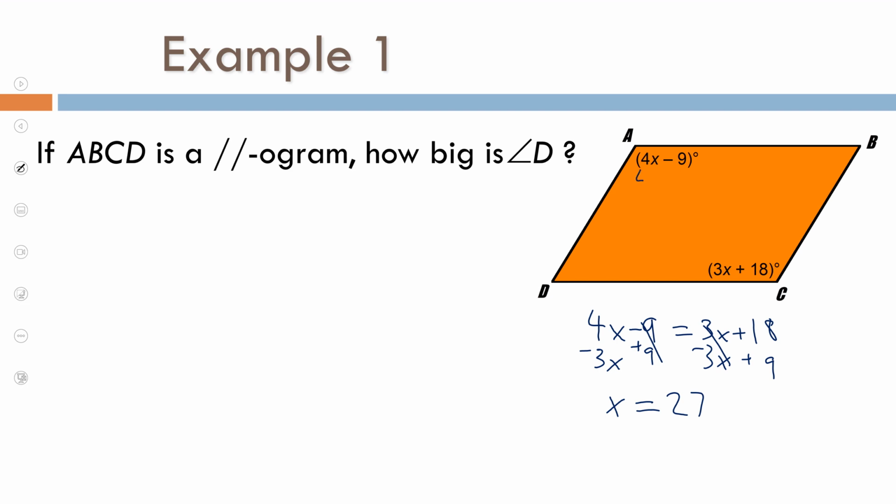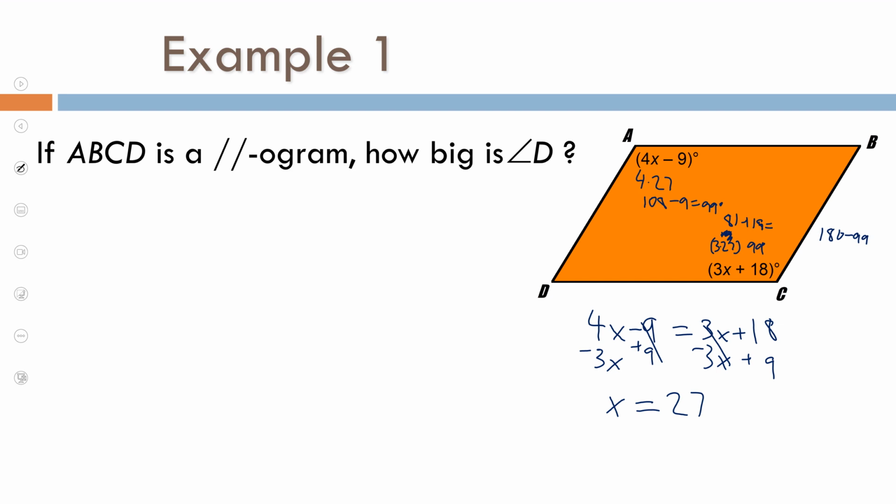Okay. Good. But that's not the answer to the question. The question wants to know how big is angle D, as in donkey. So she's plugging and chugging. She finds that angle A is 99. She finds that angle C is 99. That checks out. The opposite angles are in fact congruent. Now bring it home.